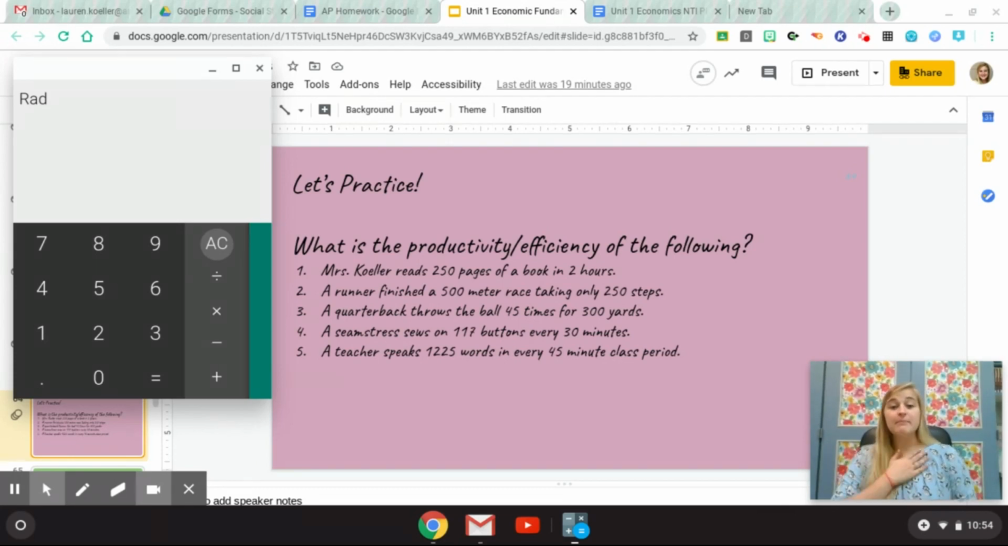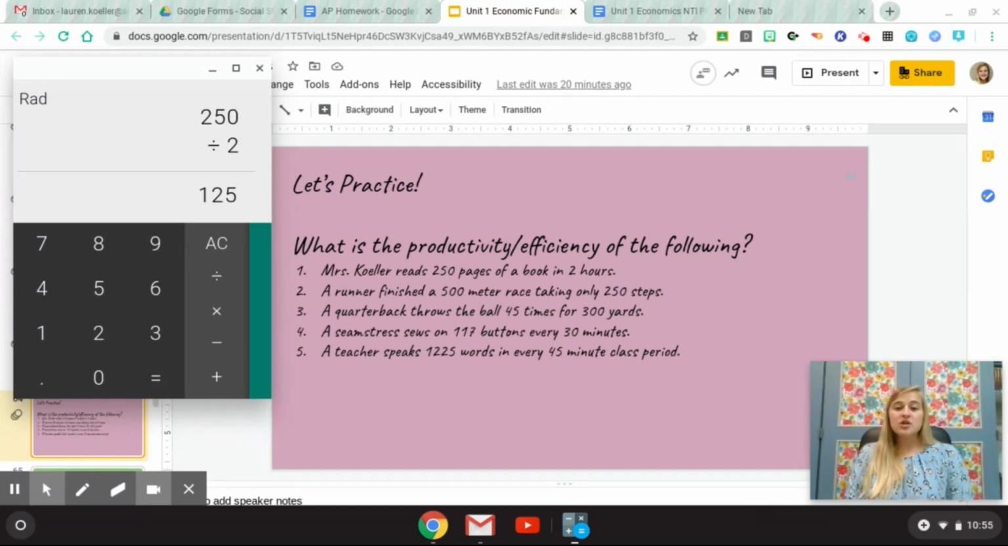So the first one, me, Mrs. Keller, reads 250 pages of a book in 2 hours. What is the output? What is the input? Plug it into the formula and chug along, okay? So the output would be I read 250 pages of a book. That was my productivity. That was my production. And how long did it take me? 2 hours. Output over input. Output was 250 pages divided by the input of 2 hours. What is the efficiency? We would say 125, but we have to label, okay?